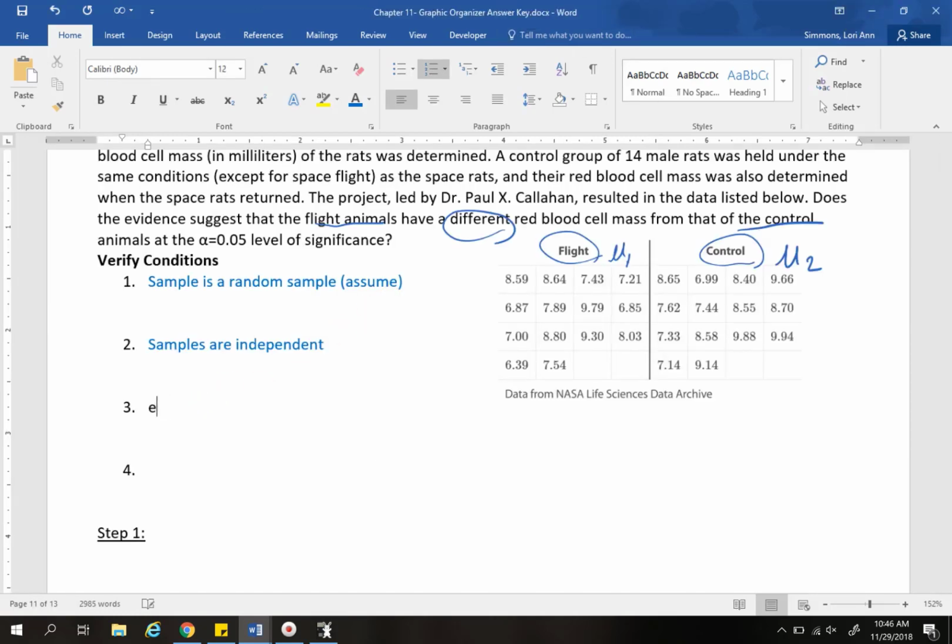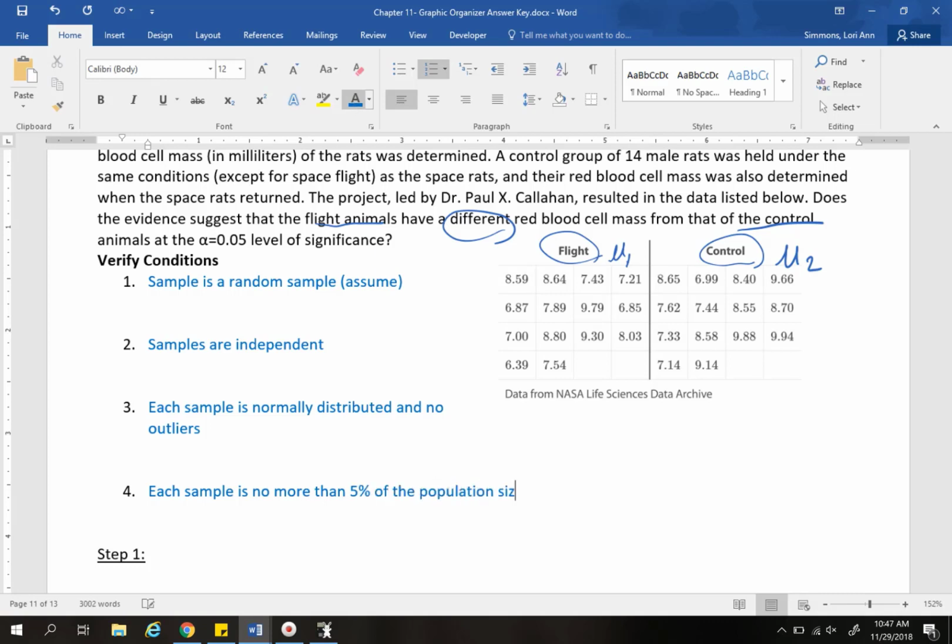So we can say each sample is normally distributed and has no outliers. And number 4. Is 14 less than 5% of all the rats out there? Yes. So each sample is no more than 5% of the population size. Each sample, again, is 14, which is no more than 5% of the population size, which we're talking about is rats.